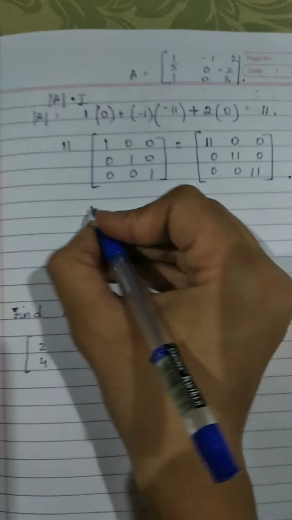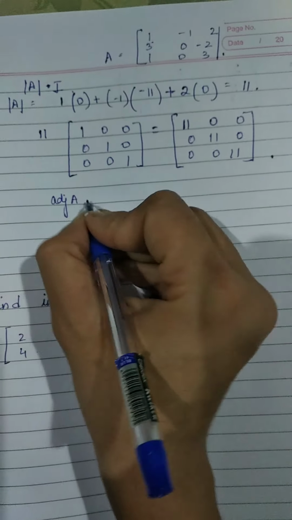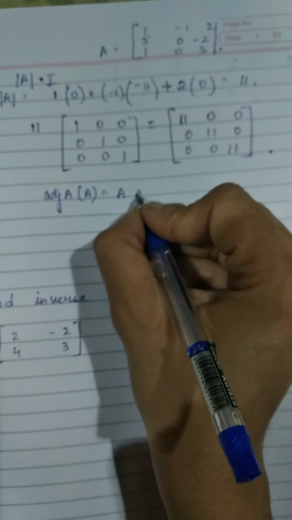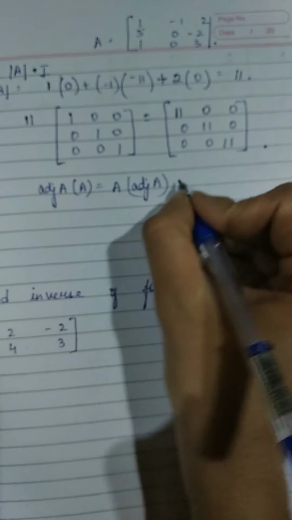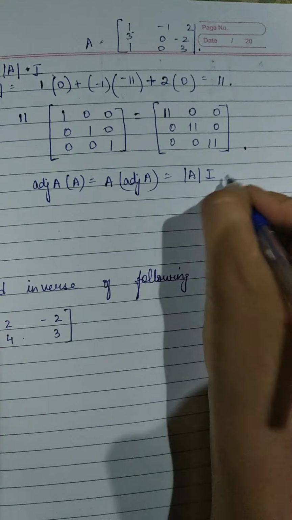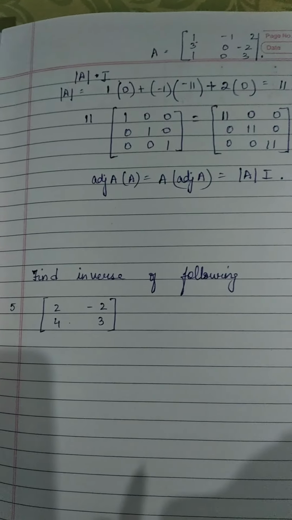So what have we verified? Adjoint of A into A is equal to A into adjoint of A is equal to determinant of A into I. I hope it's clear, students.